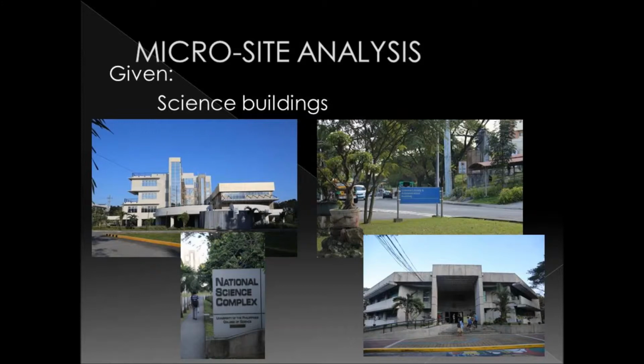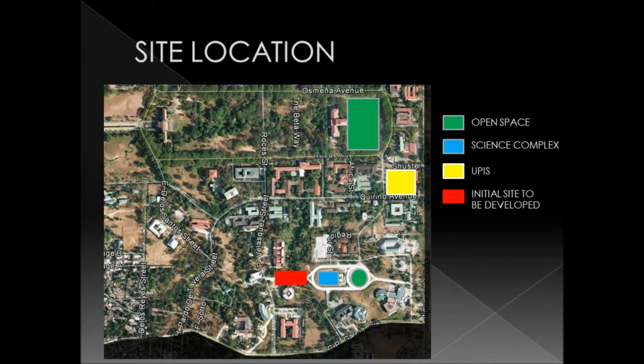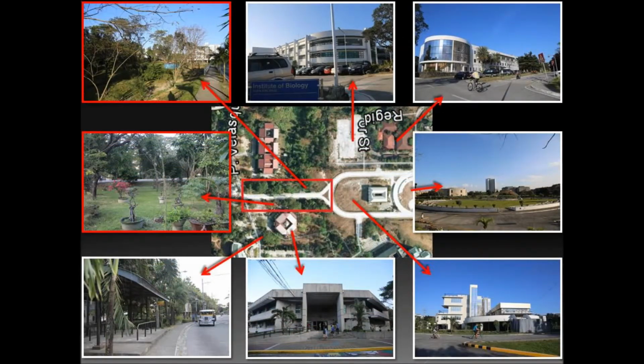The best site to locate the spaces is where there's less risk of disaster and is near the transport terminal.